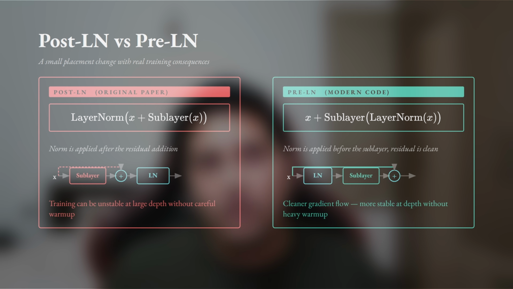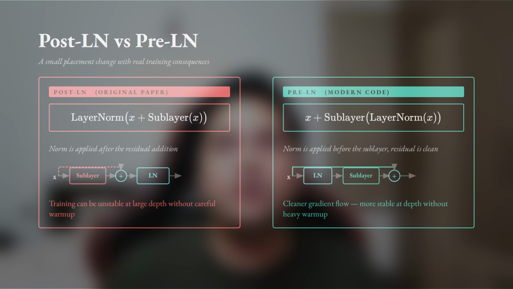Pre-LN on the right is in teal. The formula reads X plus sublayer of layer norm of X. The placement has shifted. Layer norm now sits before the sublayer inside the residual branch. The residual path itself is completely clean. X flows around the outside without passing through any normalization.